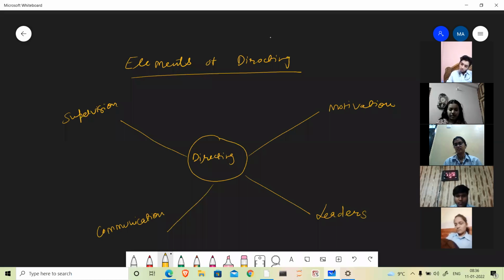If a manager wants to be a good manager, he must know each and everything about all these 4 elements. He must know how to use all these 4 elements. Supervision, motivation, communication, leadership combinedly make directing complete. If any of these elements is lacking, it means a manager cannot guide his employees properly and cannot get the work done.